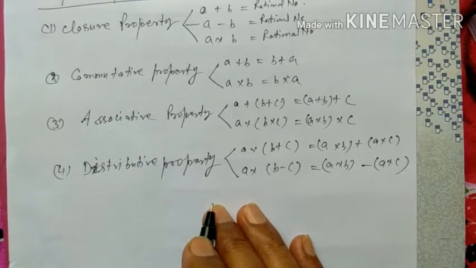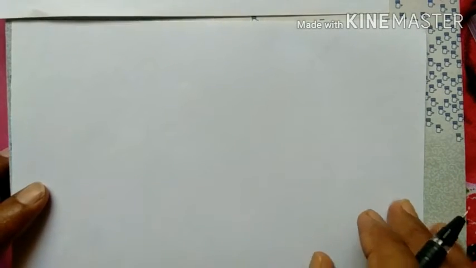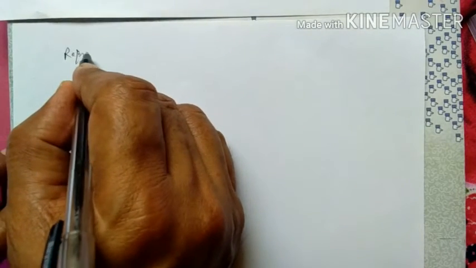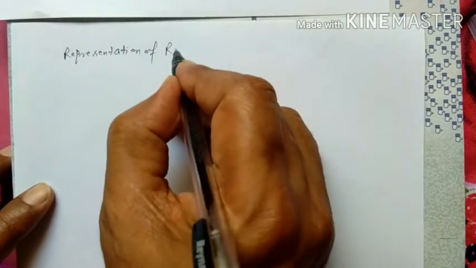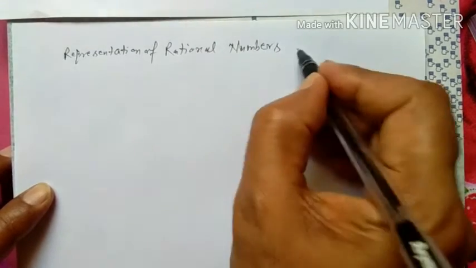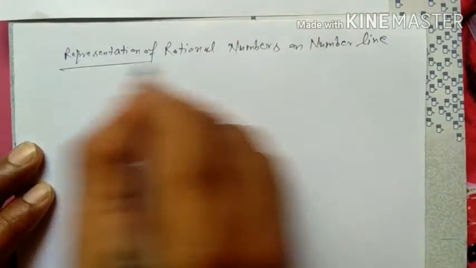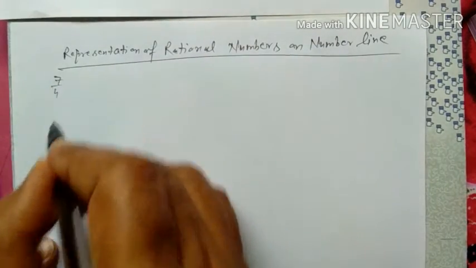Our next topic is representation of rational number on number line. Suppose we represent 7 by 4 on number line.